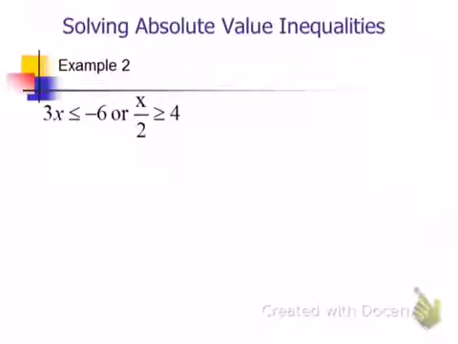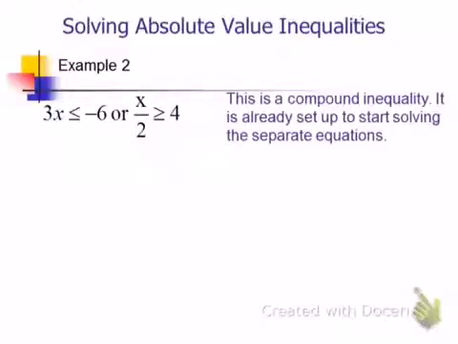The 6 is negative, but that's not going to cause us to flip the symbol, because we're going to be dividing both sides by a positive 3, and that's going to give us x is less than or equal to negative 2. Now, how do we solve the inequality on the right? Multiply both sides by 2, and that gives us x is greater than or equal to 8.